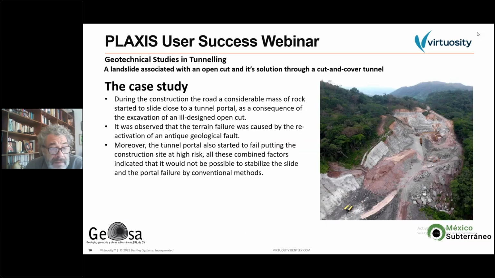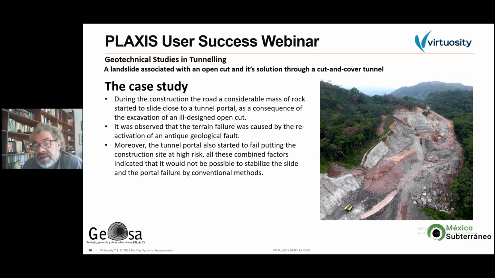So during the construction of the road, a very big rock mass started to slide as a consequence of the excavation of an ill-designed open cut. I want to remark on this term, ill-designed, and after the presentation we will conclude about the importance of good planning and good risk management and everything.